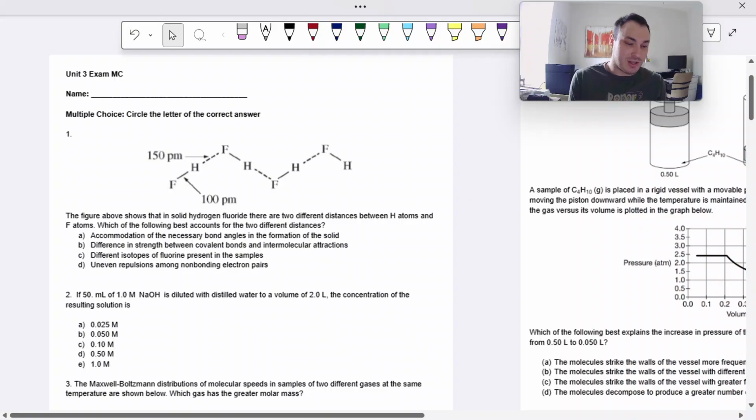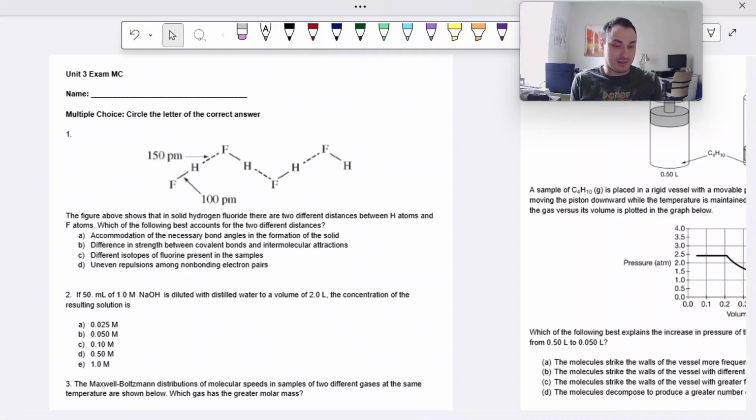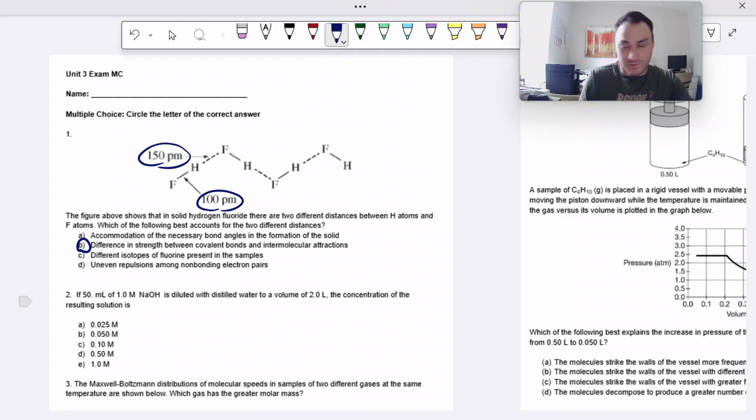The figure above shows that in solid hydrogen fluoride there are two different distances between the H atoms and the F atoms. Which of the following best accounts for the distance differences? So one is B. The reason that these two are different, one is 100 picometers, one is 150 picometers, is because one is a covalent bond and one is an IMF. And we have this relation that the stronger a bond, the smaller it is. So covalent bonds are stronger than intermolecular forces. The covalent bond should be smaller than the intermolecular force due to that relation.